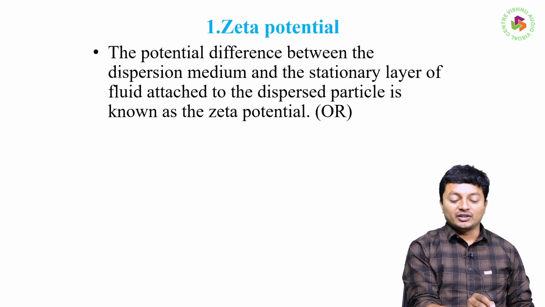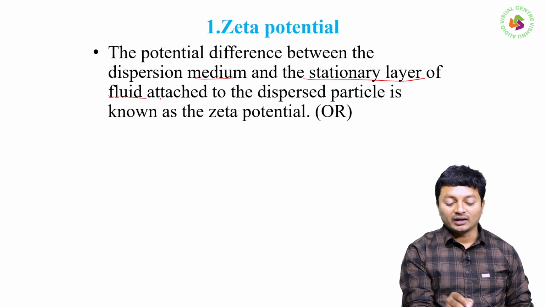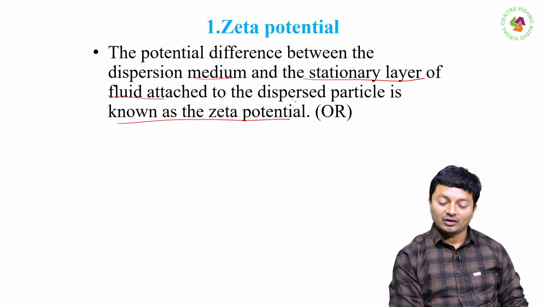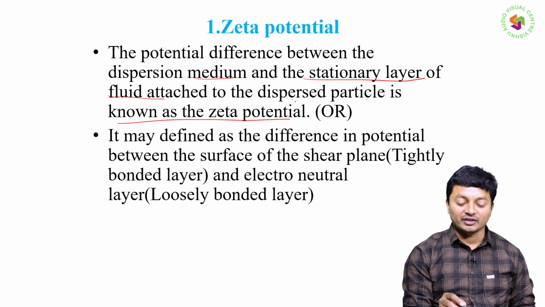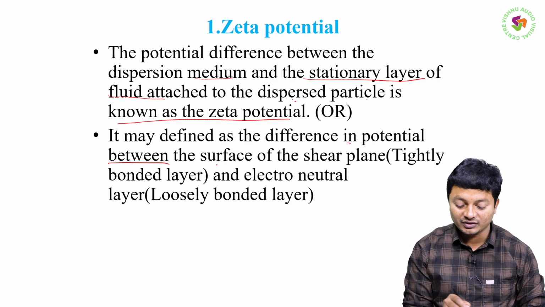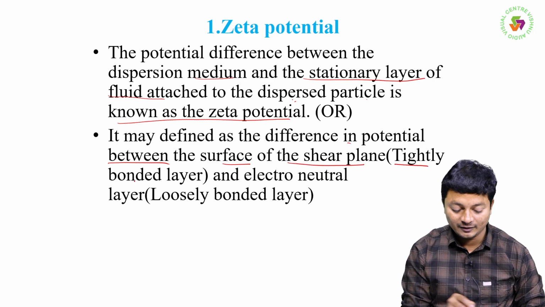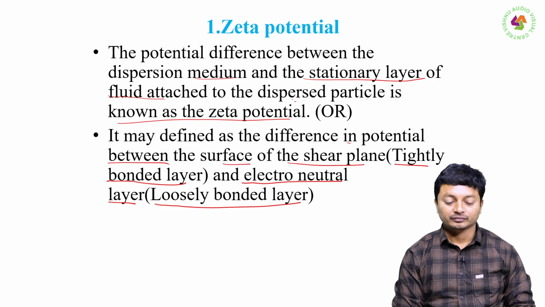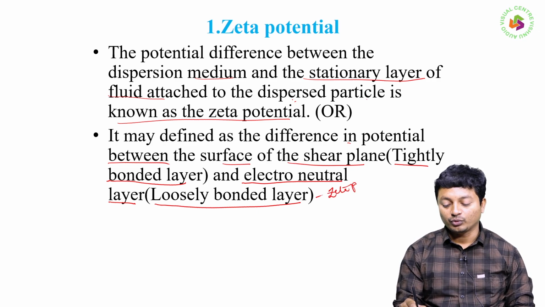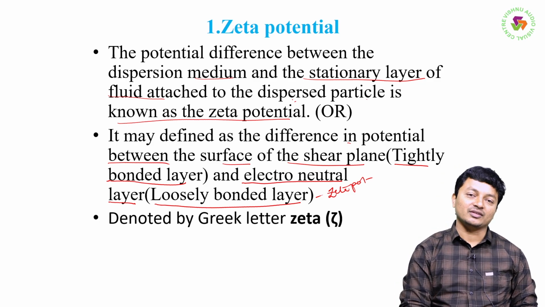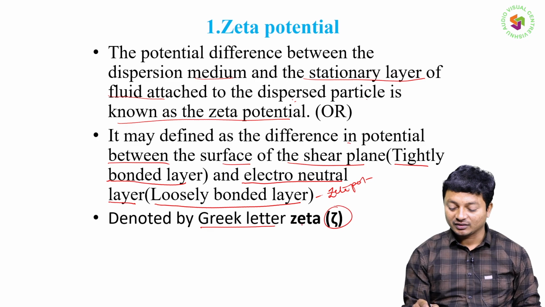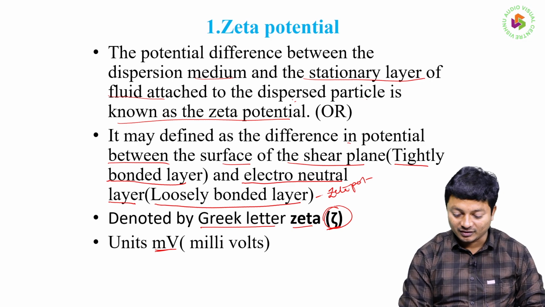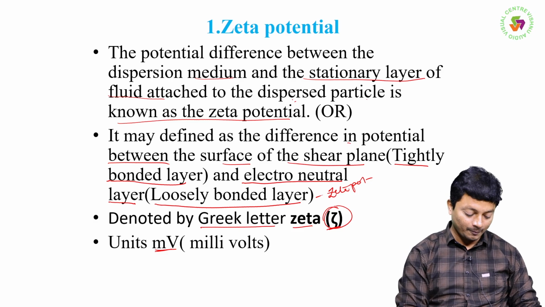The potential difference between the dispersion medium and the stationary layer of fluid attached to the dispersed particle is known as zeta potential. Or we have another definition: it may be defined as the difference in potential between the surface of the shear plane, that is the tightly bonded layer, and the electroneutral layer, which is also known as the loosely bonded layer. This zeta potential is denoted by the Greek letter zeta. Units: millivolts. I think there will be some confusion related to this definition of zeta potential, but it is very simple.